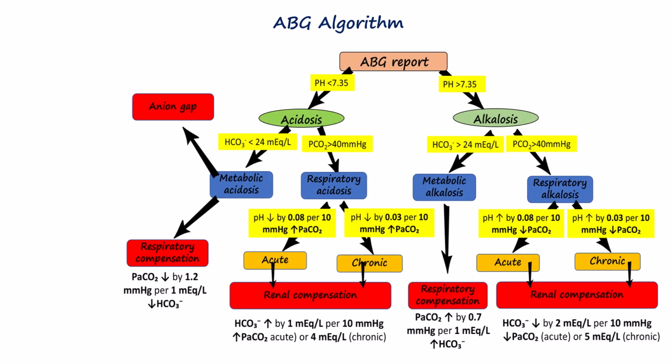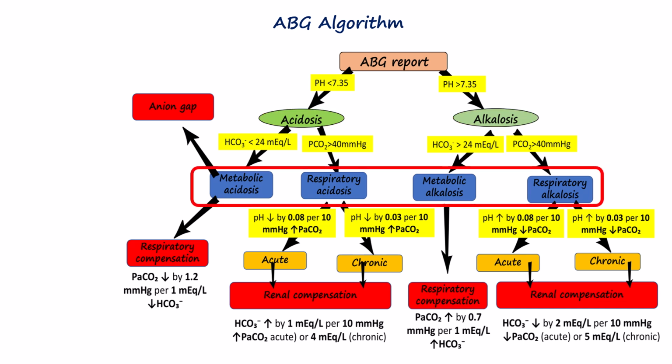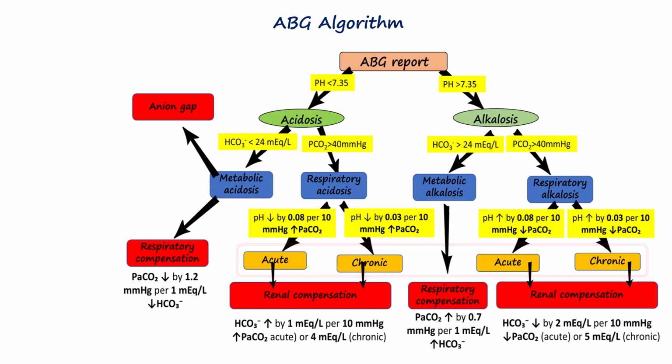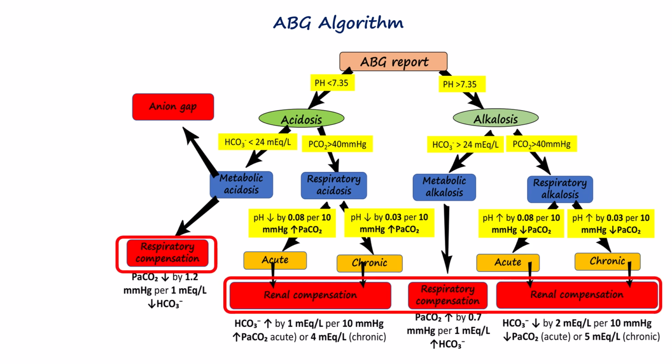Before starting with the cases, let's check where we are from the ABG algorithm point of view. The ABG interpretation begins with ascertaining whether the ABG report shows acidosis or alkalosis. Next, we check whether the primary disorder is respiratory or metabolic in origin based on the PaCO2 and bicarbonate level. If the primary disorder is respiratory, we check whether the nature of disorder is acute or chronic using the expected pH formula. And finally, we check for the appropriateness of the compensation, cross-checking with the compensation rules that we have seen in the earlier videos.